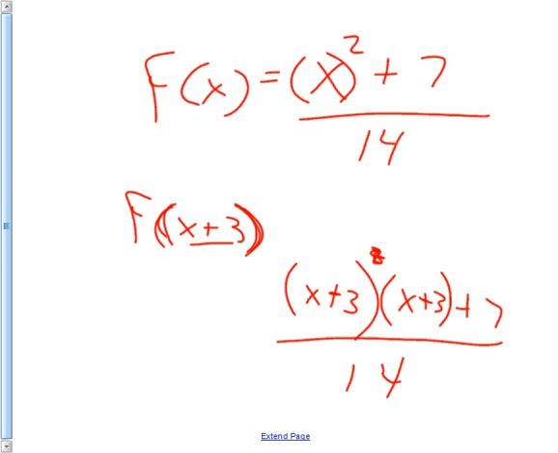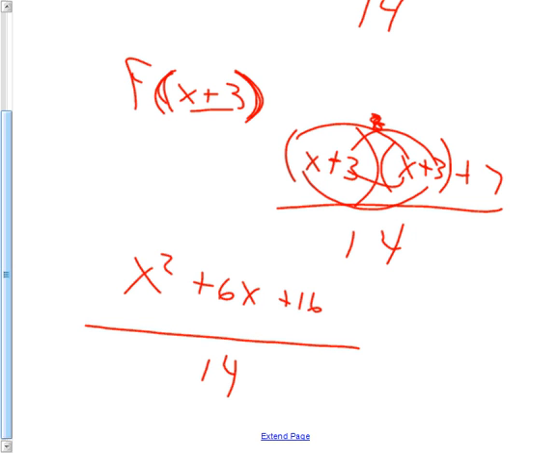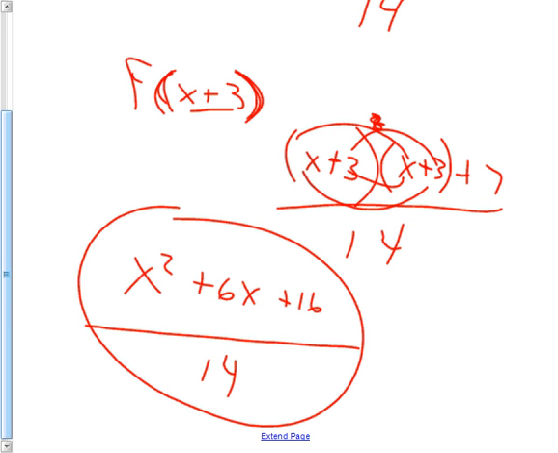See if you can finish the deal and get the right answer for this one. It doesn't all cancel down to be something really simple. It's a big fraction when you're done. X squared, outside and inside makes what? 6x. And then the 3 and 3 makes 9, and the 7 together make 16, all over 14.